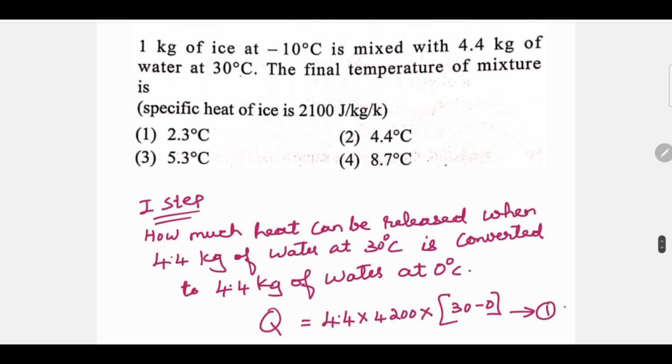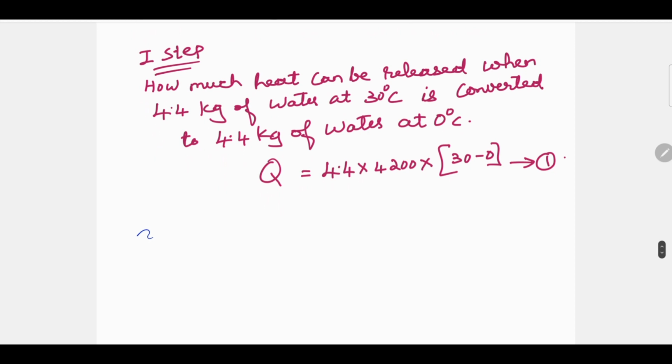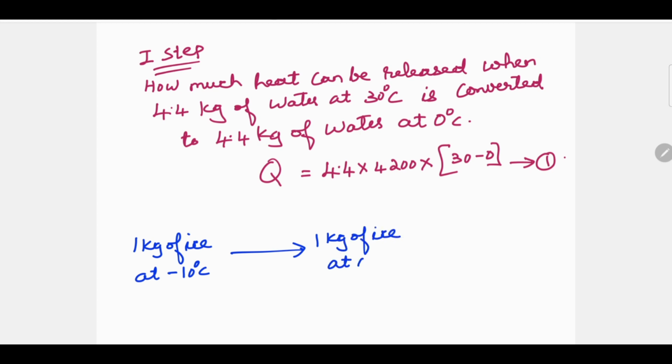Now here 1 kilogram of ice at minus 10 degrees Celsius is given. So we have to think like this. 1 kilogram of ice at minus 10 degrees Celsius should first be converted to 1 kilogram of ice at 0 degrees Celsius. Let the heat required be Q1. Now 1 kilogram of ice at 0 degrees Celsius should be converted to 1 kilogram of water at 0 degrees Celsius. Let the heat required be given by Q2.